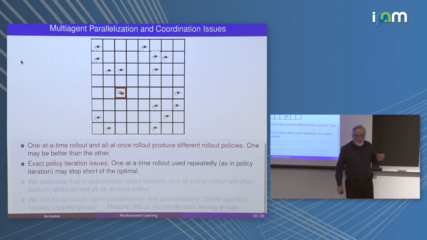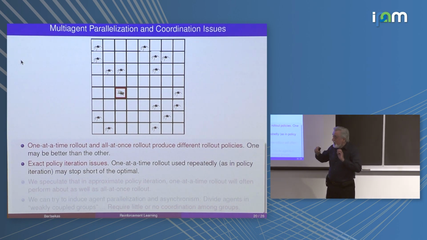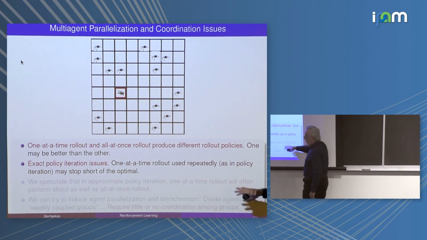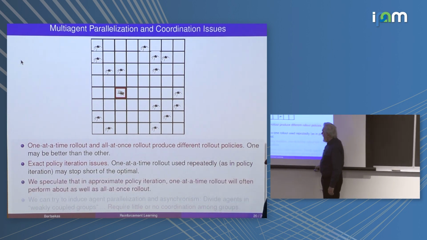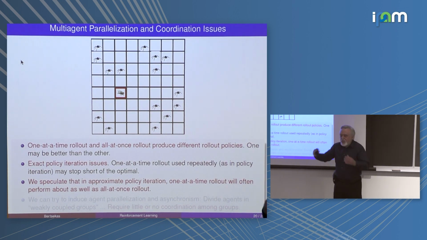I mean, one-at-a-time rollout is like coordinate descent, where you try to reduce the cost along one component, and then you try the second component, and so on. And we know that coordinate descent reduces cost, but it may get stuck short of the optimum. This can happen here also. However, when approximations are involved and randomization, this phenomenon of getting stuck just doesn't happen too often.